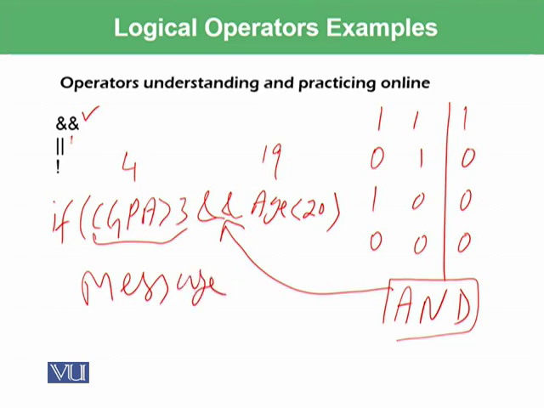The next operator is the OR operator. We also studied it in computer architecture: if either of the conditions is true, the overall result will become true. And the NOT operator toggles the previous state. For example, if we have a true condition and you put NOT, that condition will become false. If it was false, it will become true, and if it was true, it will become false.